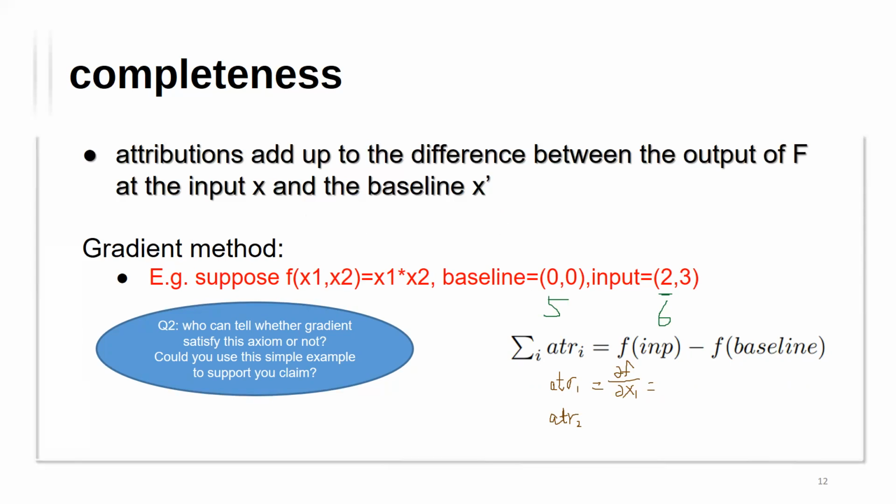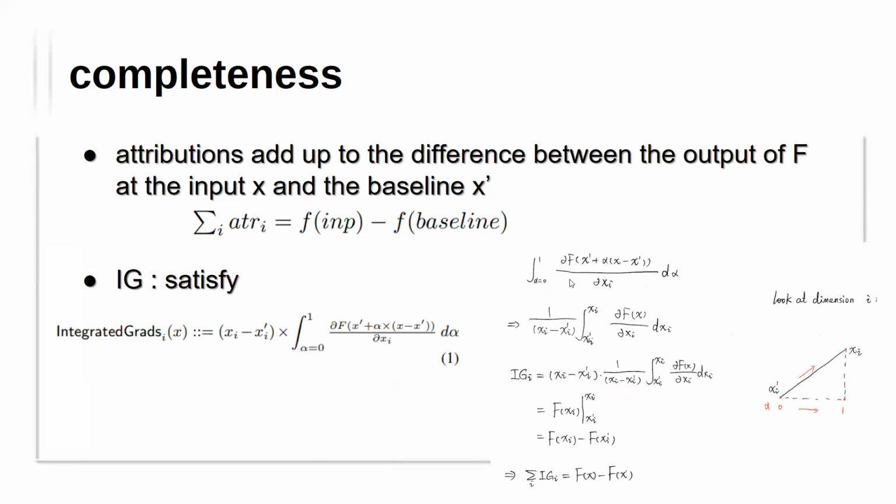So for integrated gradients, the answer is that integrated gradients satisfy this axiom. Let me explain my proof. Each time we only look at one dimension, so suppose here we only look at dimension i. And remember, the path we choose is a straight line from the baseline to the input. So here our path should be this one, right?